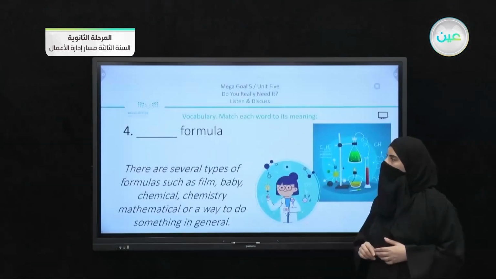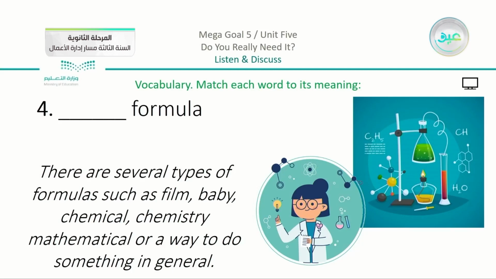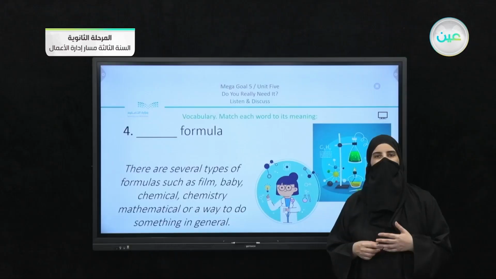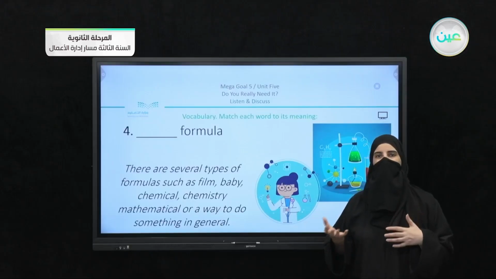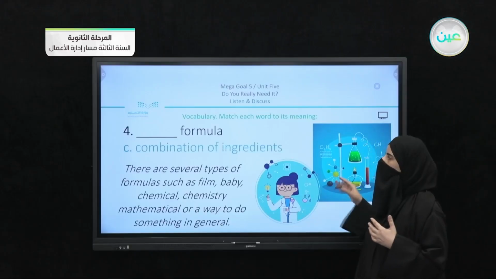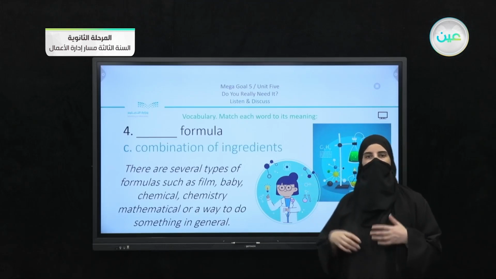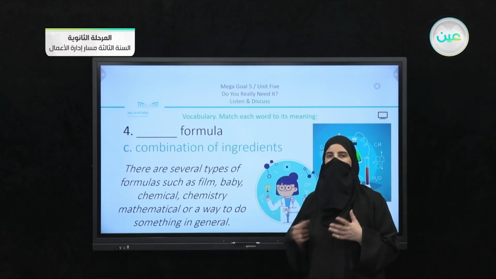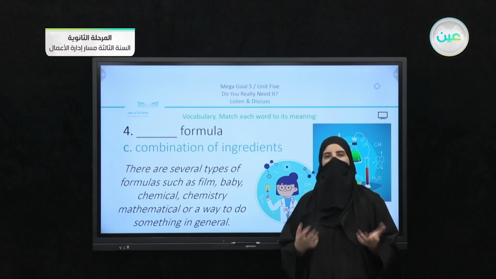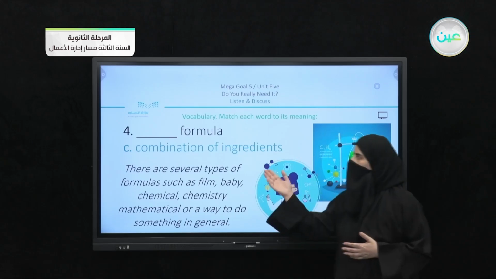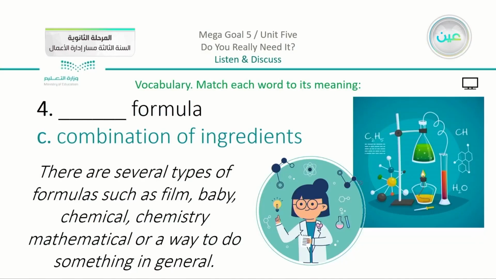Now we have also number 4, formula. There are several types of formulas, such as film formulas, baby formulas, chemistry formulas, mathematical formulas, or a way to do something in general. So we agreed that it's some kind of mixture, or we can say a kind of combination. Now this combination can be of ingredients, or it can be generally a combination. So the answer here is going to be formula, C.